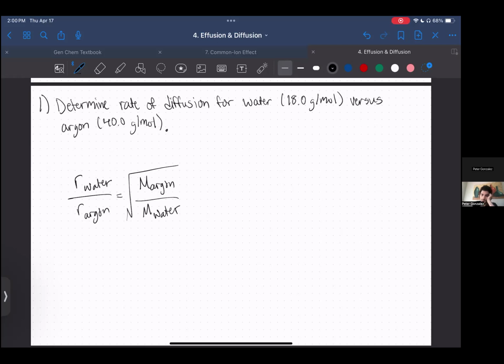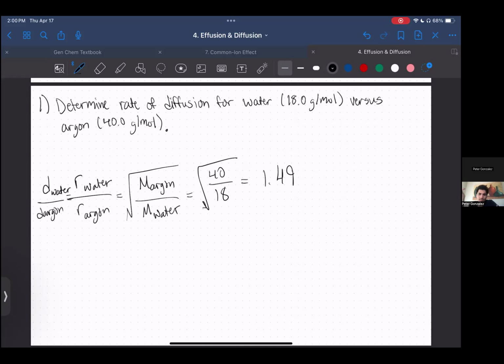My gosh, sorry. I was trying to think what the mass of argon was. So then take the root, and this will give you 40 over 18, which is 1.49. So what this would mean is that water will travel 1.49 times as far as argon will in the same amount of time. Because this, I forgot to write down, this is d water over d argon.